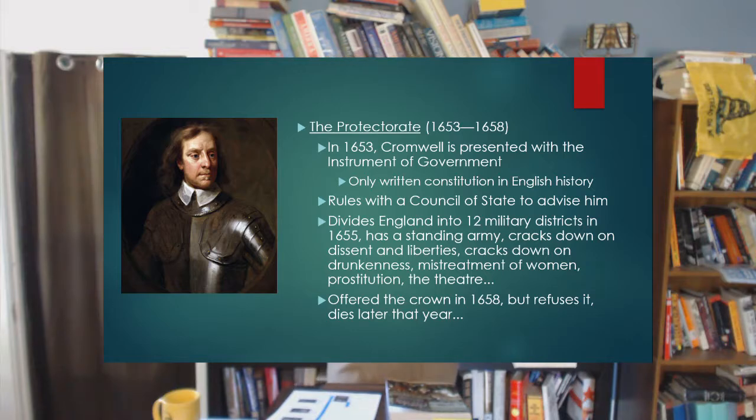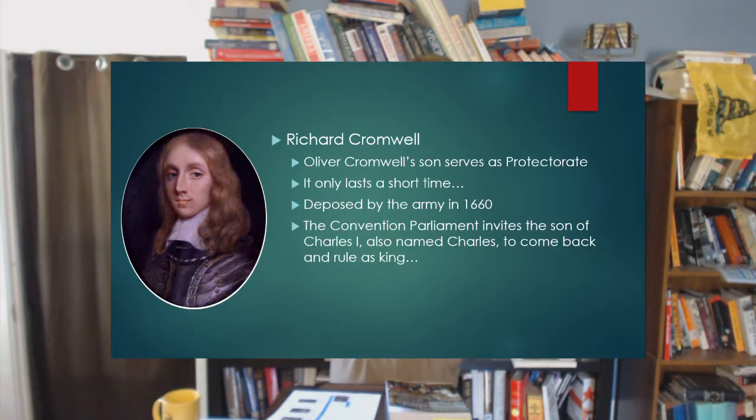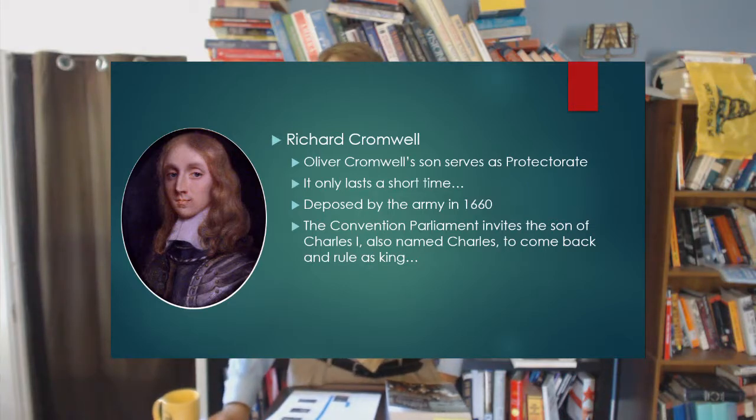They crack down on dissent and liberties. They crack down on some things like drunkenness and mistreatment of women, which is good to crack down on. But they also crack down on things like the theater, sports, celebrations, holidays. A lot of people don't like this. Cromwell was offered the crown to be King of England, but he refused it in 1658. He dies later that year. His son takes over, Richard Cromwell, but he only lasts a couple of years. The army ends up deposing him.